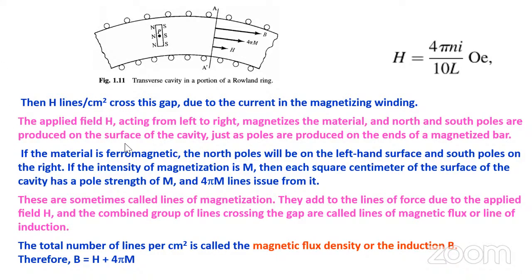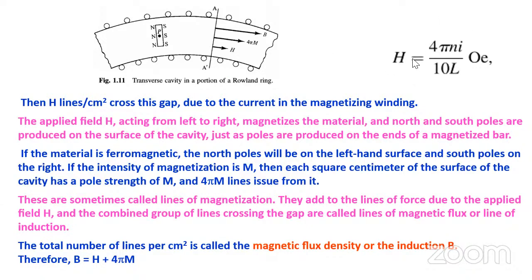So that is what is called the total number of lines per centimeter cube. That is called the magnetic flux density, or also the induced magnetization, and induced magnetization is one of the important terms used in magnetism. Therefore, from this figure, you come to know that the quantity B is higher as compared to H and 4 pi M. The induced flux density B is expressed as B is equal to H plus 4 pi M. This is a very important relation as far as magnetism is concerned.